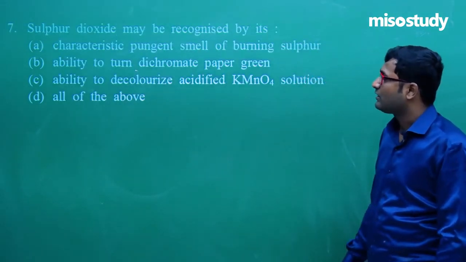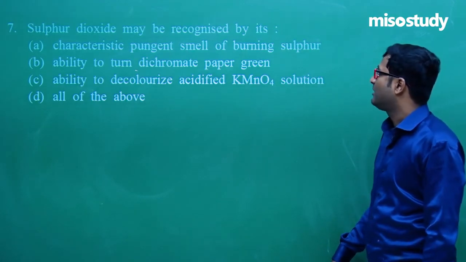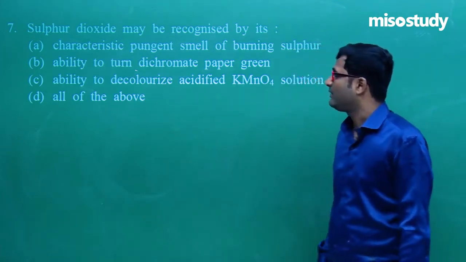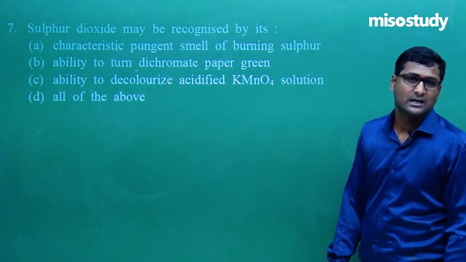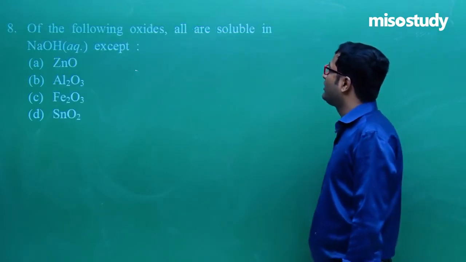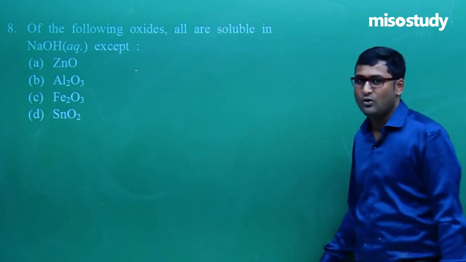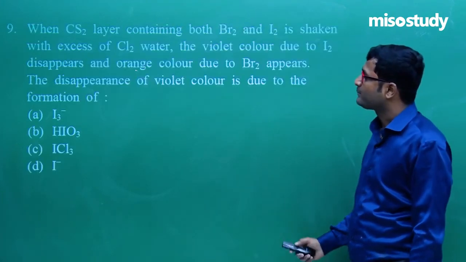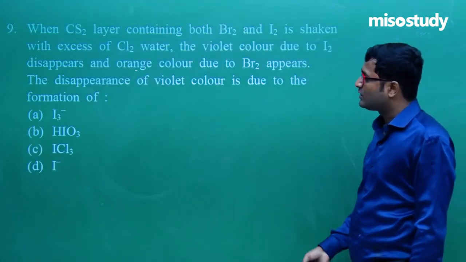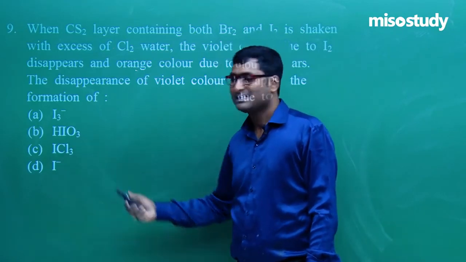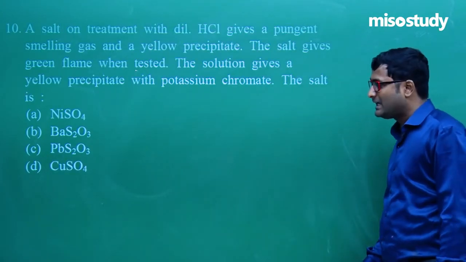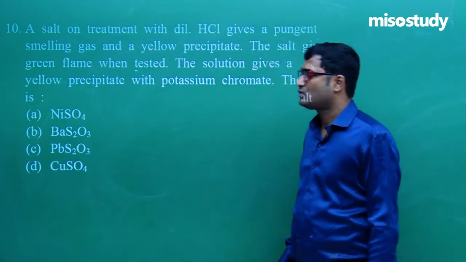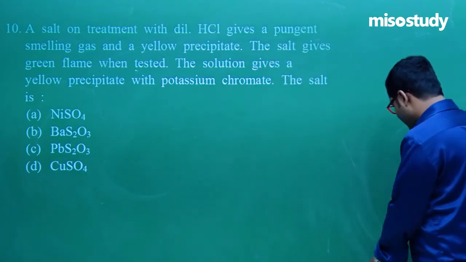And question number 7, sulfur dioxide can be recognized by the characteristic pungent smell of burning sulfur, the ability to turn dichromate paper green, and the ability to decolorize acidified KMnO4, all of this. For question number 7, D is the correct option. Now, of the following oxides, all are soluble in NaOH. As we know, this one is amphoteric, this one is not amphoteric, Fe2O3. Then the IO3 minus ion, and this is HIO3. Now for question number 10, which option satisfies all the criteria? BaS2O3. So for question number 10, B is the correct option.